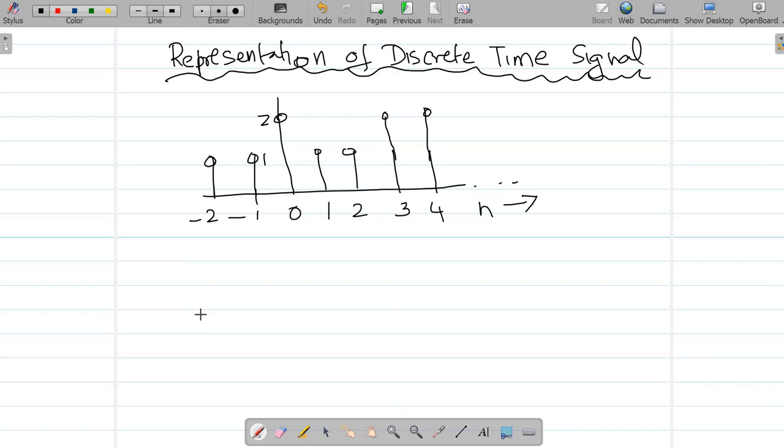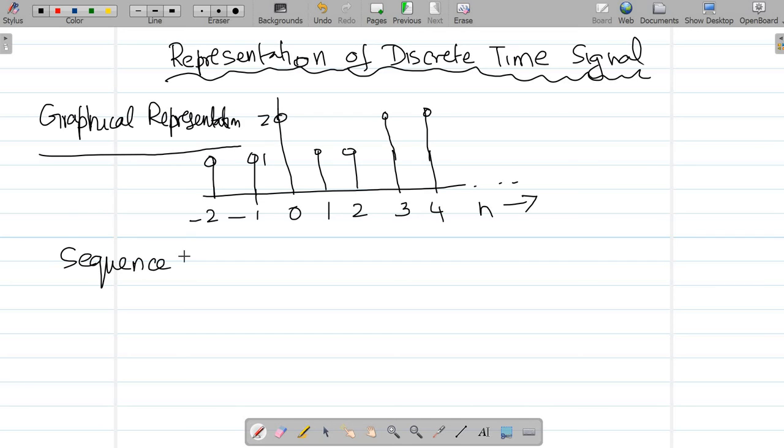Now there are different ways to represent a discrete time signal. The one that I have just drawn is known as a graphical representation. This is one of the more familiar methods of representing discrete time signals. We have another representation, which is also very popularly used: the sequence representation.